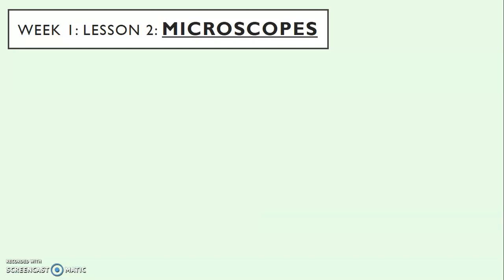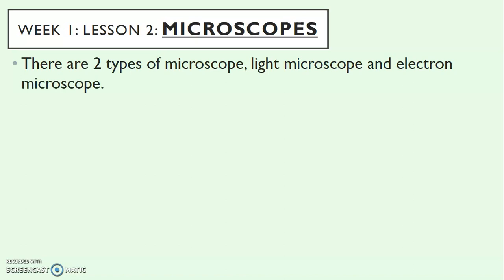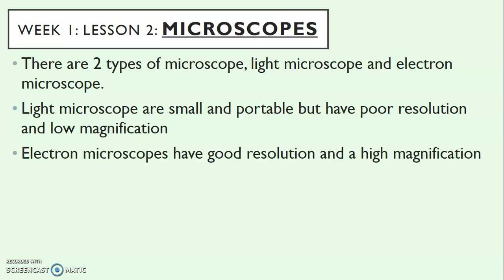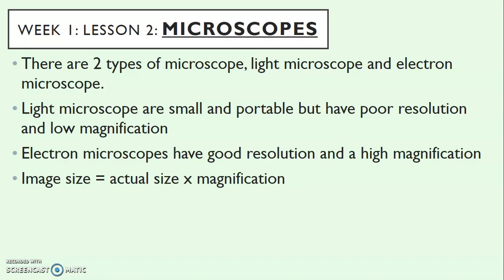So just to recap, the facts that we would like you to learn from this lesson is that there are 2 types of microscope: light microscope and electron microscope. Light microscopes are small and portable, but they have a poor resolution and a low magnification. The electron microscopes have a good resolution and a high magnification. And then image size is equal to actual size times magnification. So make sure that you're learning those facts from the fact book.